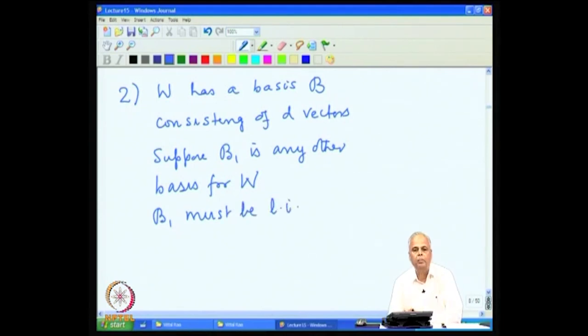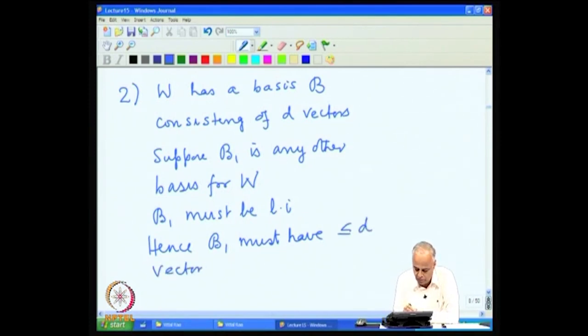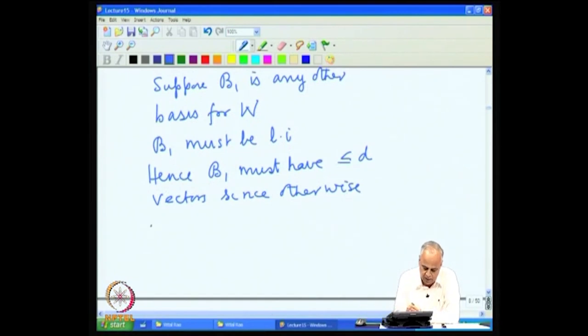Then B1 must be linearly independent, because any basis must be a linearly independent set. However, since W already has a basis consisting of d vectors, we have seen just now that any set consisting of d plus 1 or more vectors must be linearly dependent. Therefore, if B1 has more than d vectors, it will become linearly dependent. But since B1 is a basis, B1 must be linearly independent. Hence, B1 must have less than or equal to d vectors, since otherwise it will be linearly dependent.